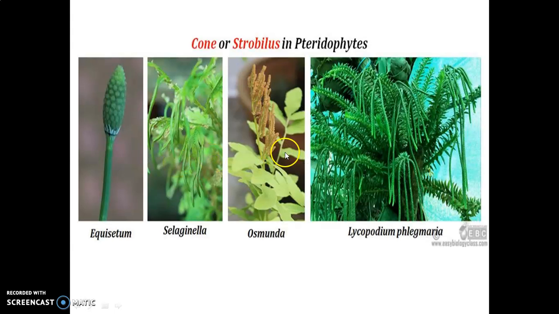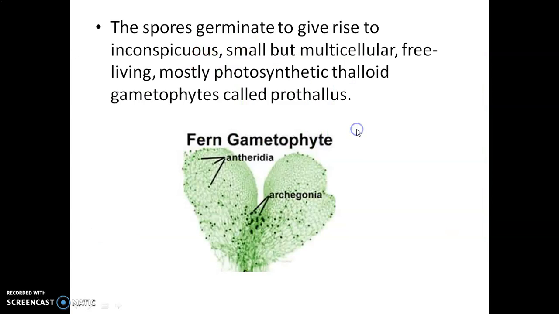So here are some examples of cones and strobili in pteridophytes. This is equisetum, the cone of equisetum. Here on Selaginella we can see cones, and in Osmunda cone is represented like this, and in Lycopodium we can see cone like this. Clear?